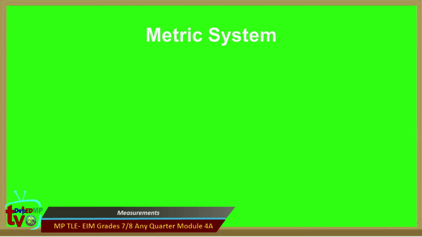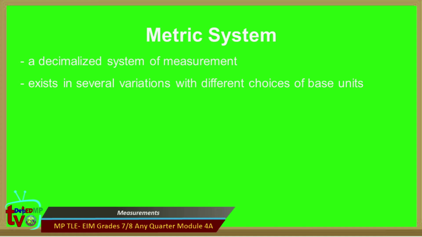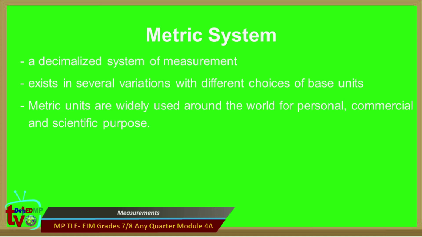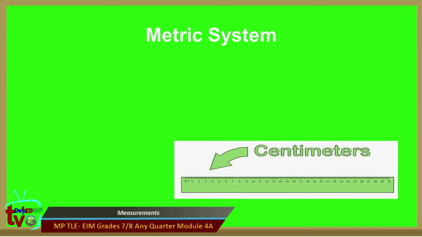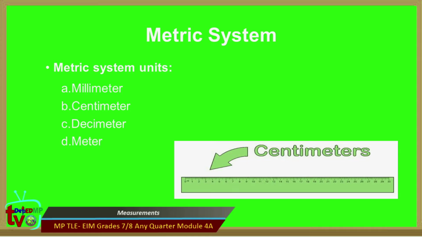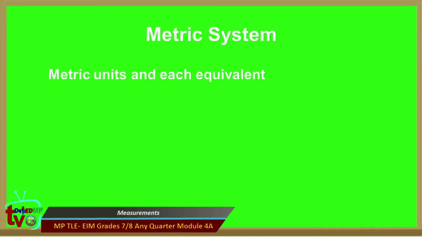The other system of unit used is the metric system, which is more common. The metric system is a decimalized system of measurement. It exists in several variations with different choices of base units. Metric units are widely used around the world for personal, commercial, and scientific purposes. The linear units in the metric system are millimeter, centimeter, decimeter, meter, and even kilometer. These are the metric units and each equivalent.